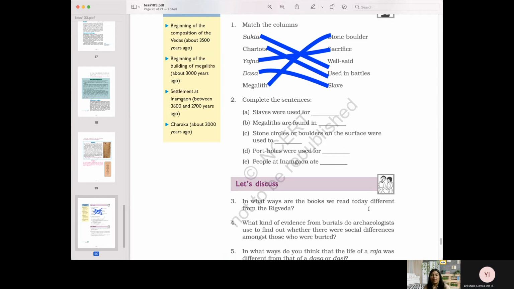Megalith, it's an area with large stones, with big stones, right? Again, it is also a time where large stones are found. What else can we write here instead of writing old stone age? Can we write the name of a place, something like Inamgaon, yeah, in the northwest, like that? Yes. Oh, stone circles of boulders on the surface we used to.